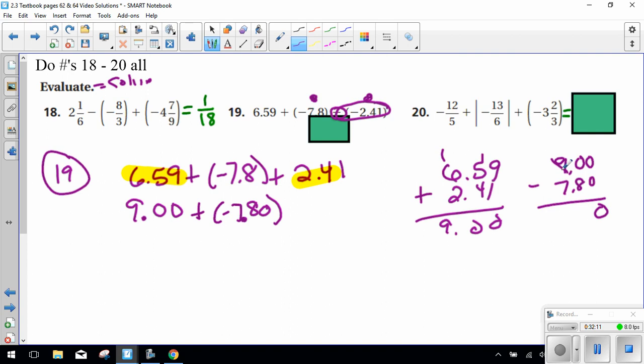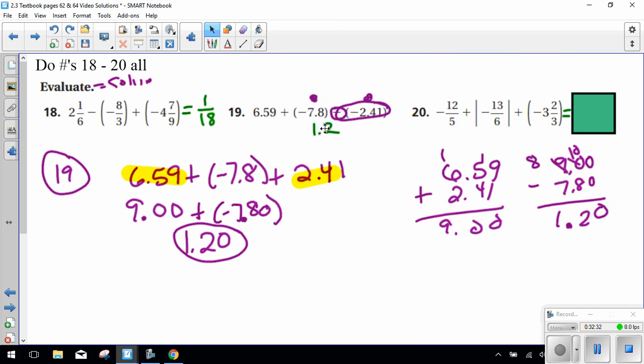So this becomes an 8. 10 minus 8 is 2. 8 minus 7 is 1. Decimal goes straight down. So my answer is going to be positive 1.2, since 9 gives me a bigger absolute value than the negative 7 and 8 tenths. Okay, that 0 at the end is optional. Okay, let's move on to number 20.